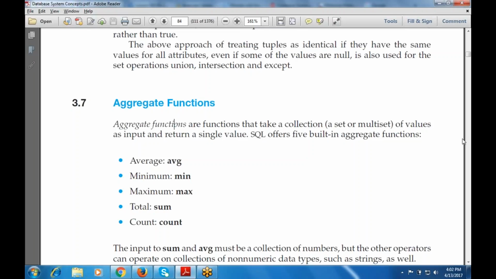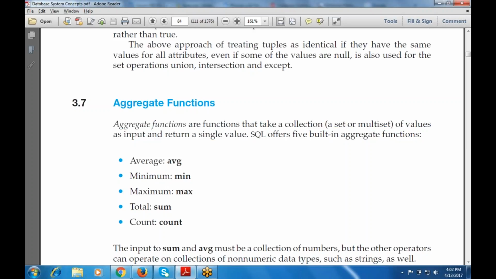Yes, today's topic is the aggregate functions. In the last class, we finished with the various formulas, operations, and operators that are used in SQL. Now, continuing with the same, the next part is the various aggregate functions that are used in SQL.